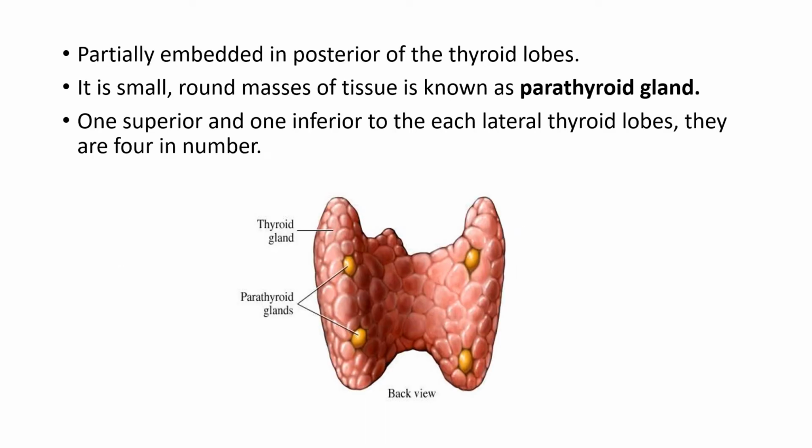In this topic we are going to deal with the parathyroid hormones. First we see their position in the human body, and then we discuss their hormones, their control, secretion, and synthesis. The parathyroid glands are partially embedded in the thyroid lobes.